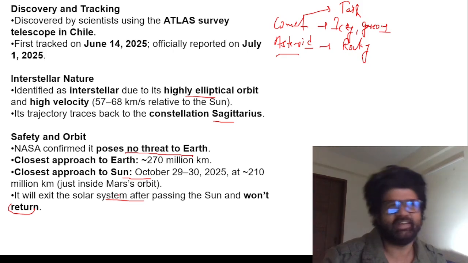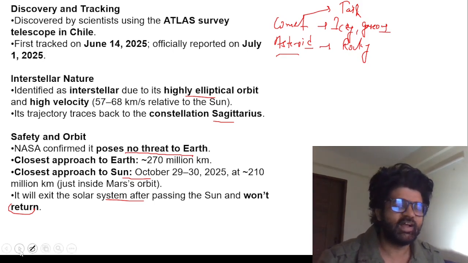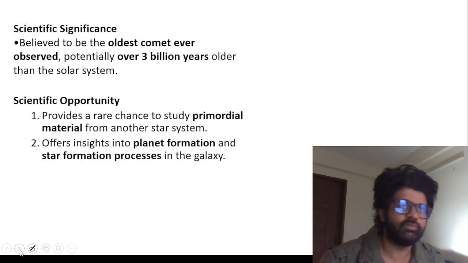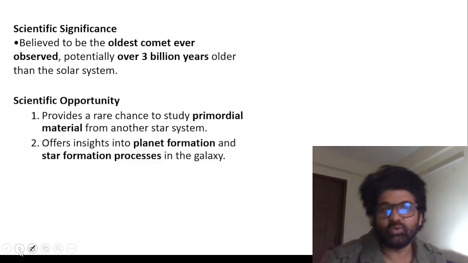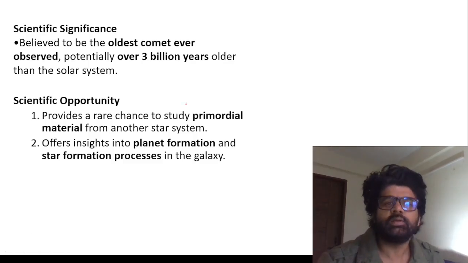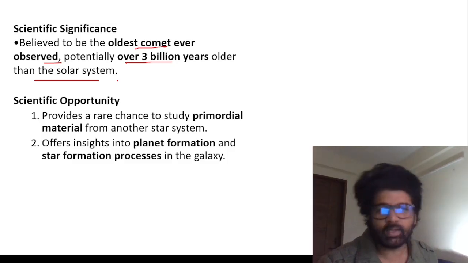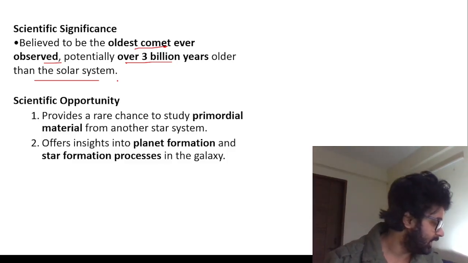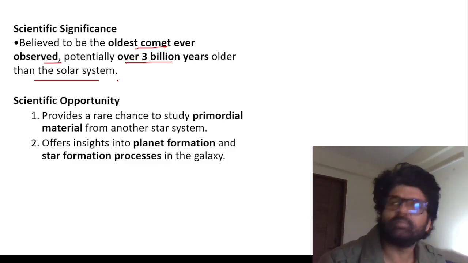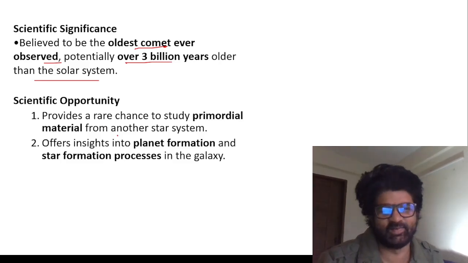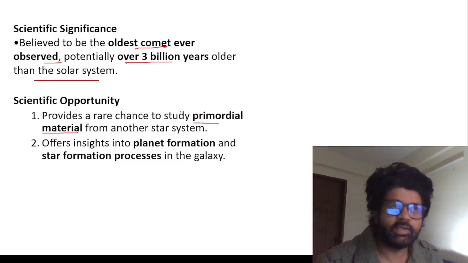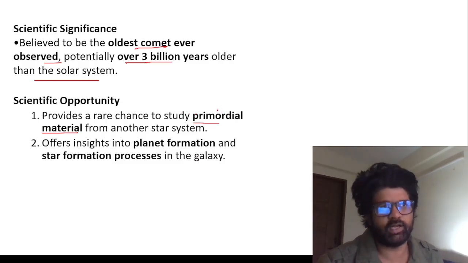But what is 3I Atlas? I'm so curious, I think like many of you, about this whole question of whether we are alone in this universe. This is believed to be the oldest comet ever observed, 3 billion years older than the solar system, and that's why people are fascinated by 3I Atlas. Now this provides us a rare chance to study primordial material. Interstellar was one word which we have discussed: outside our solar system.